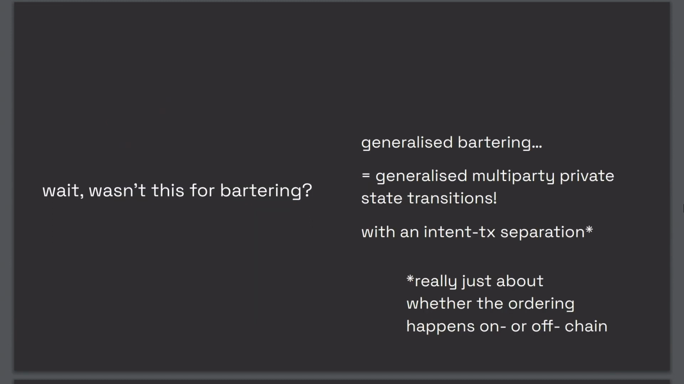So let's go back a step. I just gave examples of bartering. That seems kind of specific. But in Taiga, bartering is generalized. And generalized bartering is just like multi-party private state transitions, with this kind of intent transaction separation. And this intent transaction separation, when you think about it, is really just the difference between whether or not the ordering happens on the blockchain and whether or not the transaction is fully balanced. So when you do this kind of intent composition or reduction, you're doing a sort of, not exactly ordering, but like atomic combining, right, off the blockchain. And you can do that as long as you want, and post the final thing to the blockchain and then order it with respect to all of the other transactions, only when it's balanced and when you want to post it.